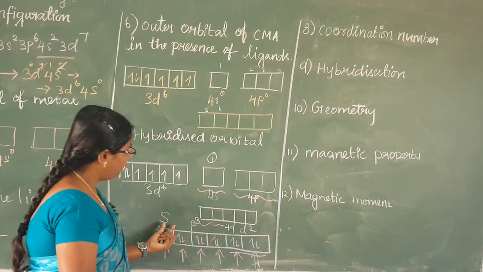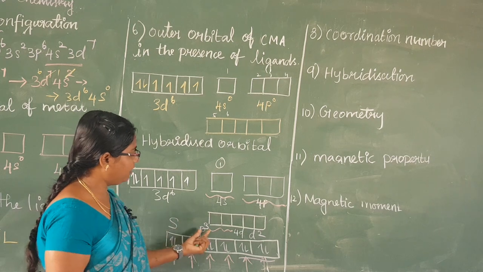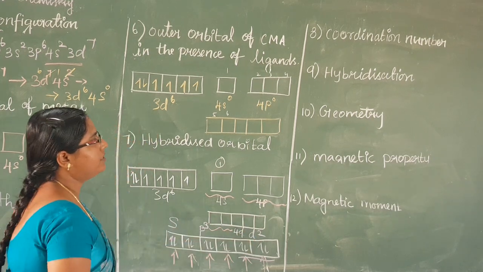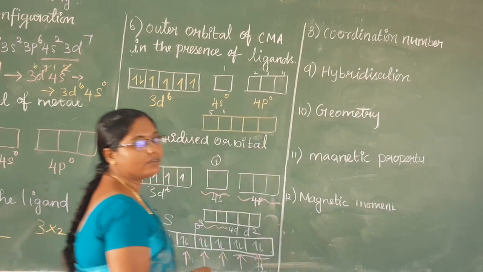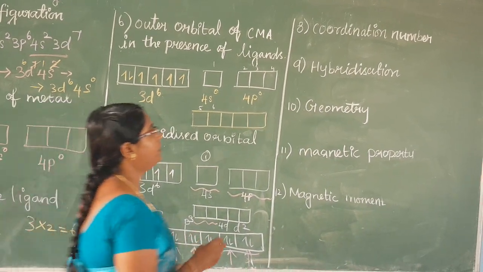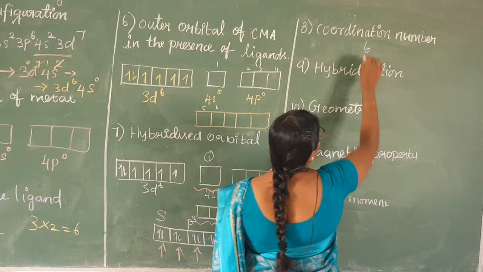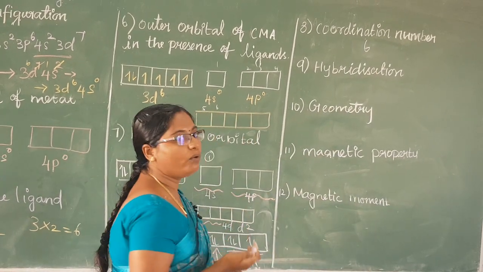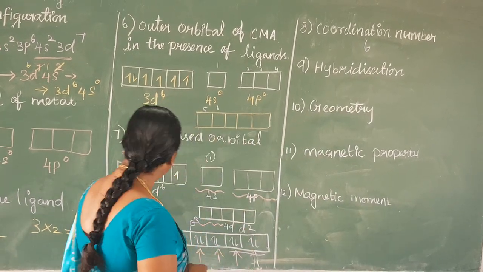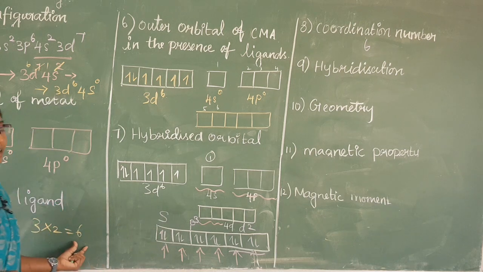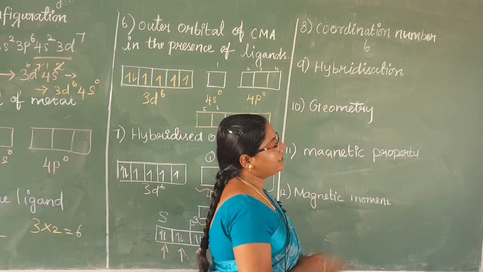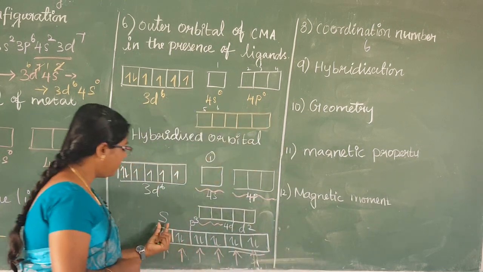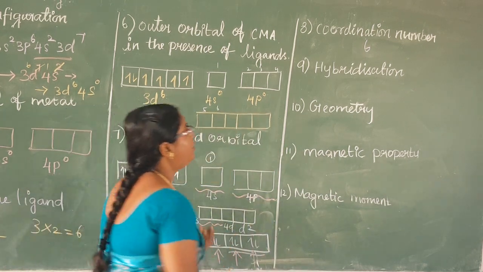So the hybridization is sp3d2 hybridization. Okay, what is the coordination number here? If there is a presence of 6 ligands, the coordination number will be 6, or otherwise, see how many donor atoms are there. Okay, here 6 donor atoms are there, so the coordination number will be 6. What is the hybridization? The hybridization will be sp3d2.